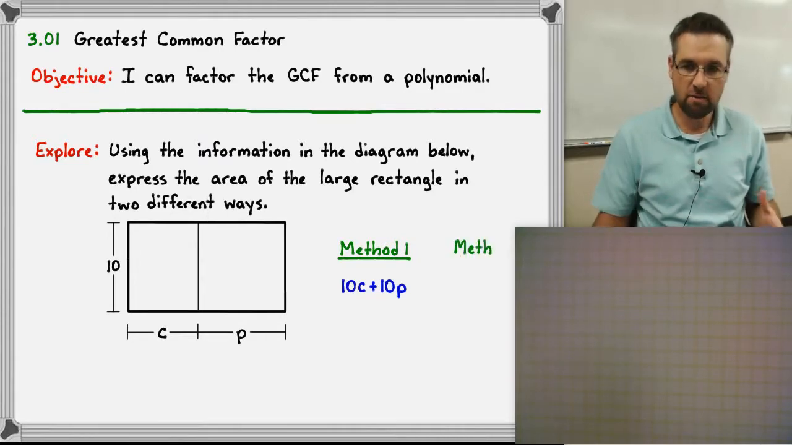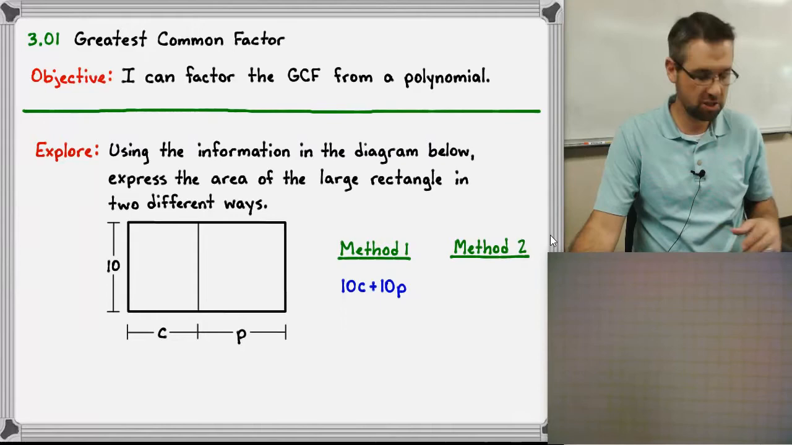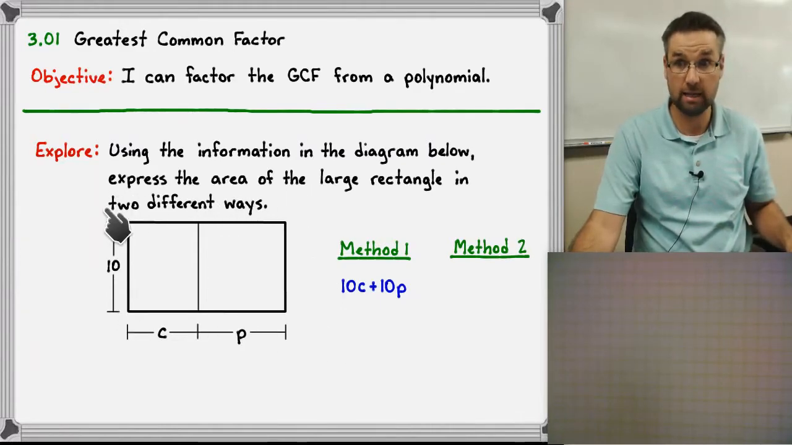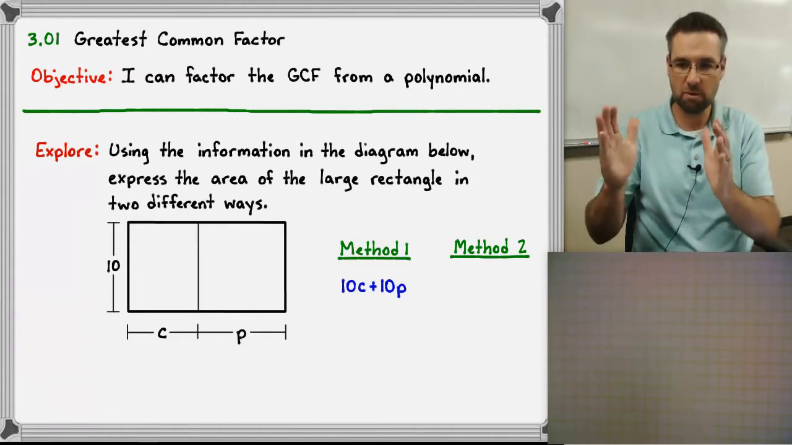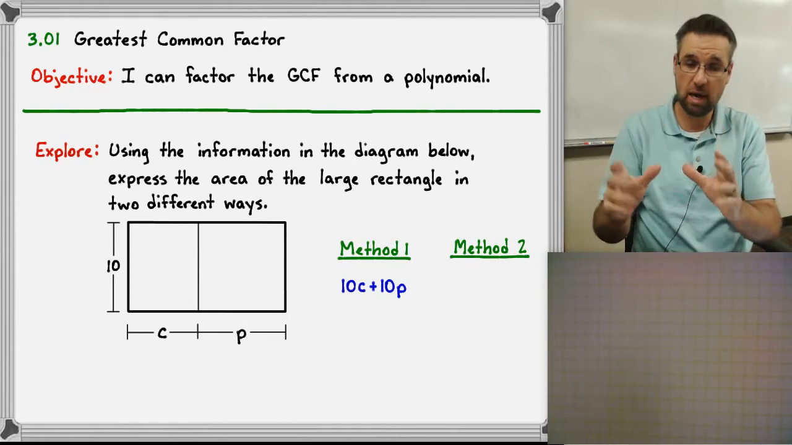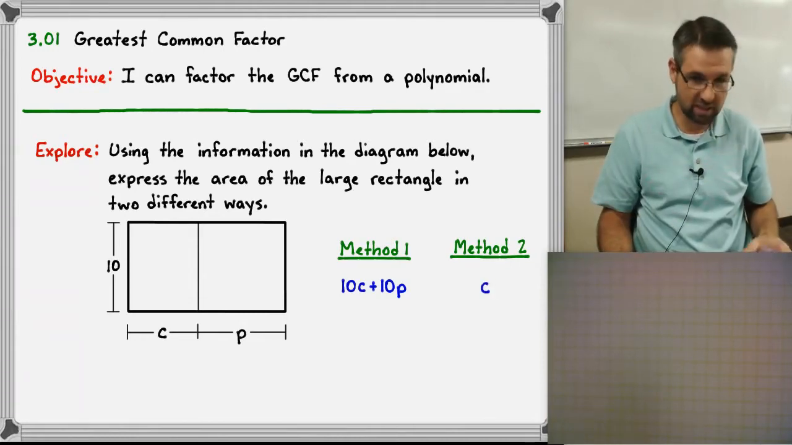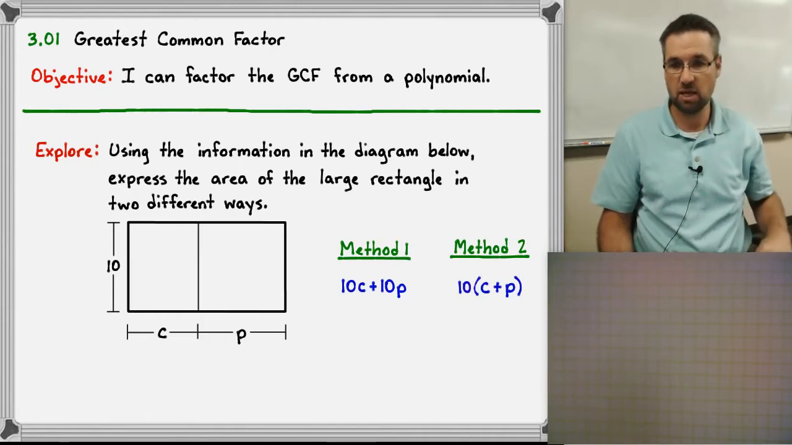Okay. Another method somebody might say is, well, I can just think of the entire rectangle as an entire rectangle instead of breaking it into pieces. So I can just say the base of the whole thing times the height of the whole thing. Well, how do I figure out the base? The base is C plus P. We're adding them together, right? If this distance from here to here is 3, and this distance from here to here is 5, then the whole length is going to be 3 plus 5, or 8. In this case, it's C plus P. So we have C plus P, and then multiply that, whatever you get there, times the 10. Or we could write it like this. We could say 10 times C plus P.